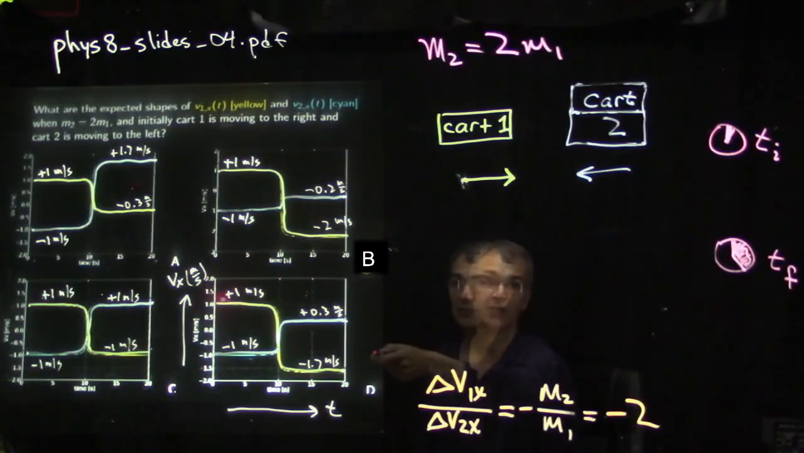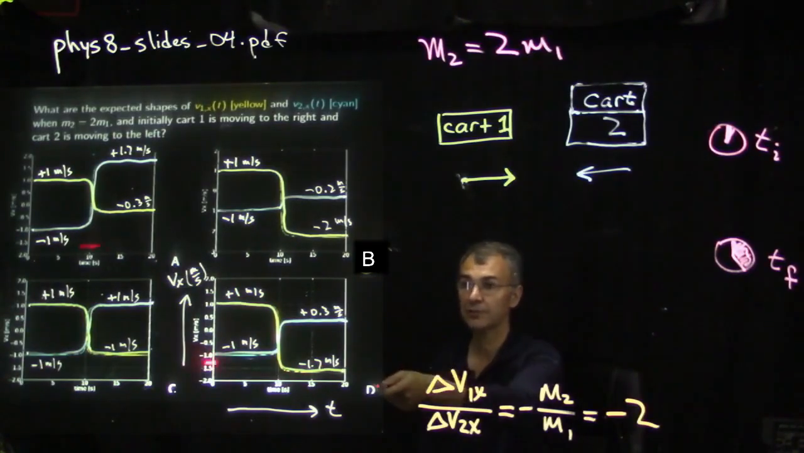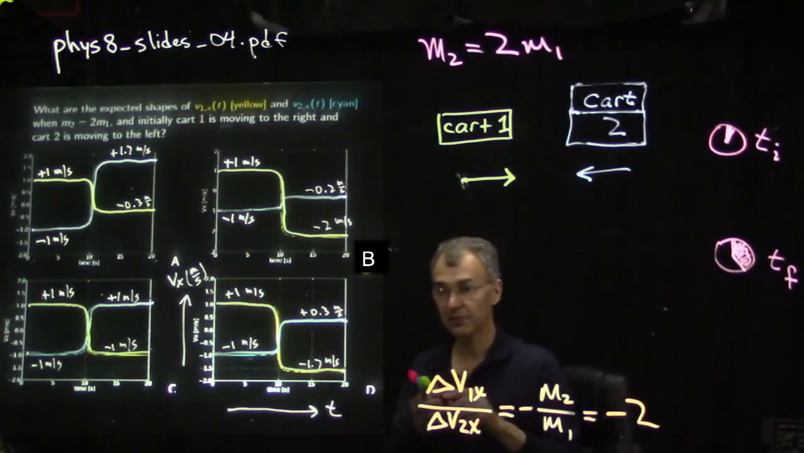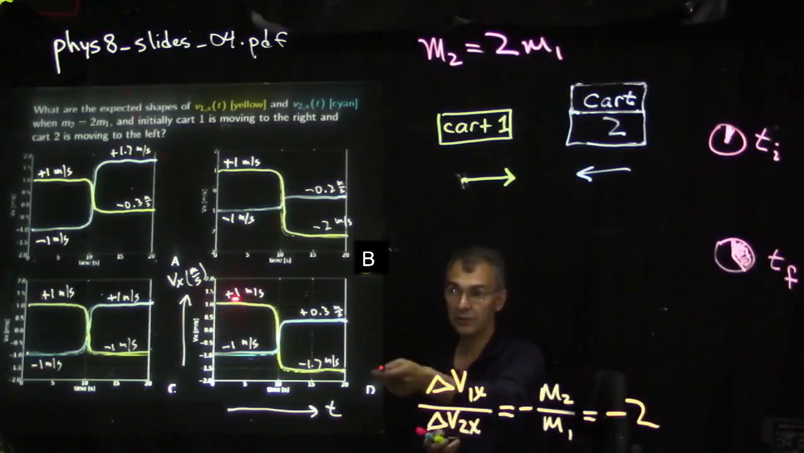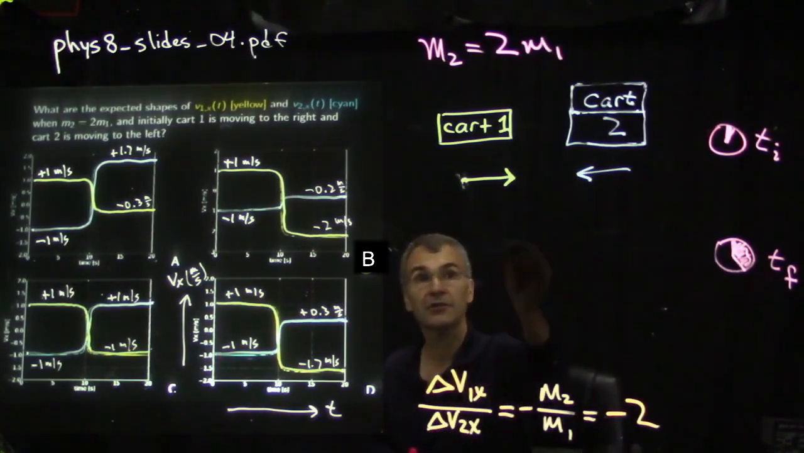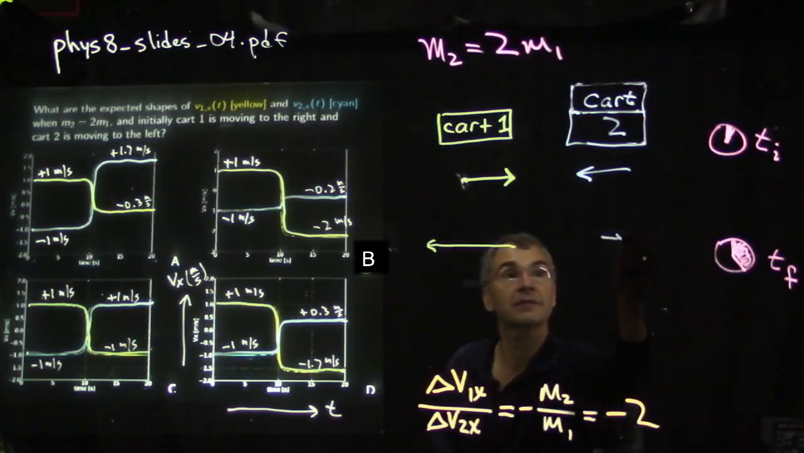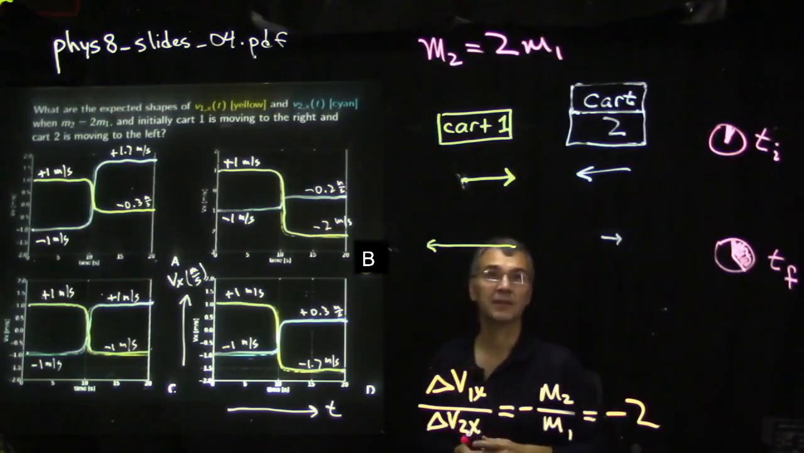Let's look at D. +1 down to -1.7 is a change of -2.7. Then -1 up to +0.3 is a change of +1.3. So this is -2.7 and +1.3. Within rounding errors, that makes sense. The change is twice as big in magnitude for cart 1, the lighter cart, and half the magnitude for cart 2, the more massive cart, by a factor of 2. In the final state, cart 1 is going backwards with almost twice its initial speed, so it really recoils backwards. And in the final state, cart 2 is going forward, that's to the right, with about 1/3 its initial speed. So it's something like that.